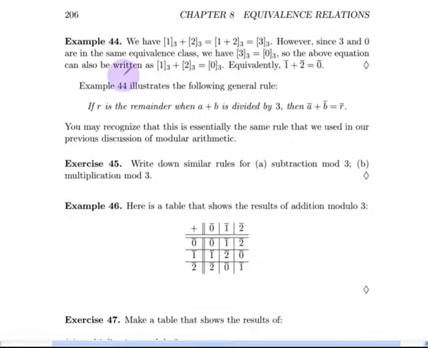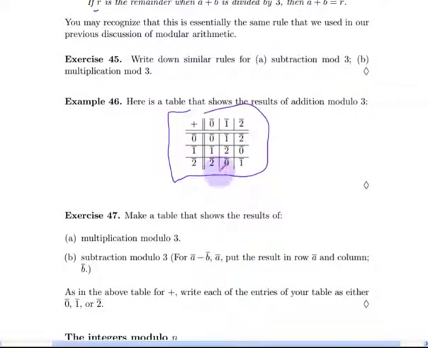algebra. Okay, so here's some more examples of how you do the arithmetic. So here's a rule for computing, and you can make a Cayley table that does the operation, and this is just the same Cayley table that we generated before. It's just that you're going through different concepts to arrive at this table.